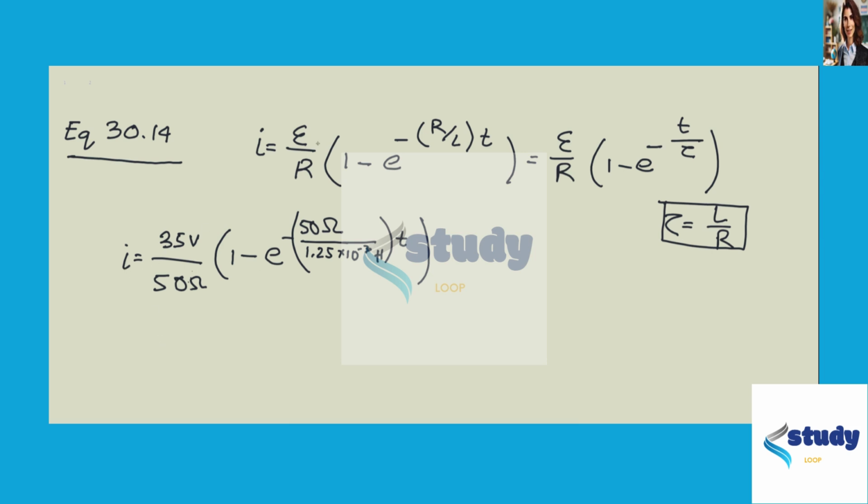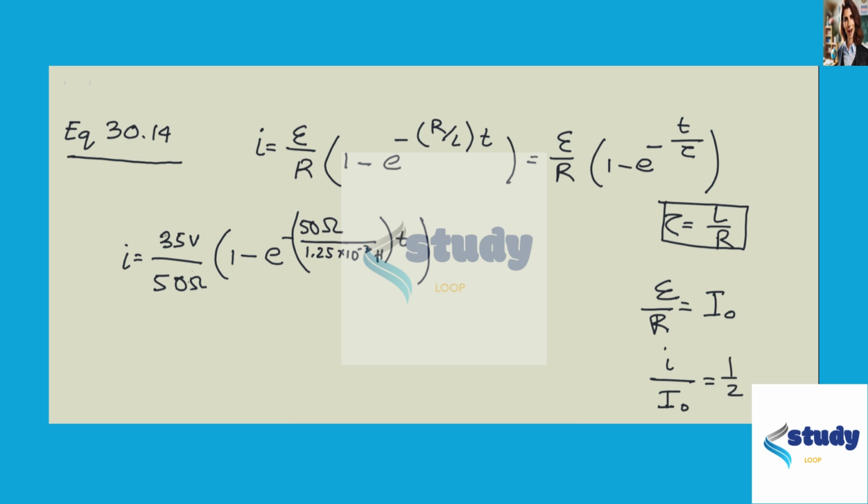So now if we use the given numbers, we end up having this expression. Now, since we're given that the current should be half of the initial, epsilon over R is the initial current. Let's call it big I-O. So we know that the ratio must be half. So I over big I-O must be 1 by 2.